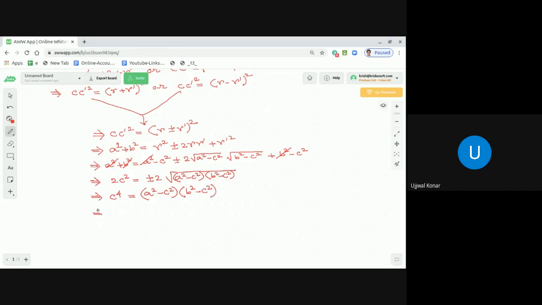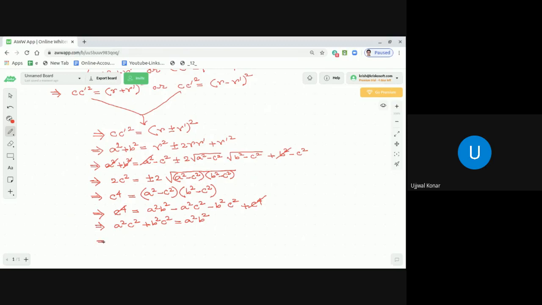So this implies c to the power 4 is equal to a square b square minus a square c square minus b square c square plus c to the power 4. The c to the power 4 on the right hand side will get cancelled with the c to the power 4 on the left hand side. So then, dear students, what we are going to get? A square c square plus b square c square is equal to a square b square.